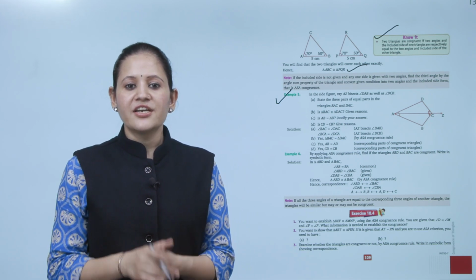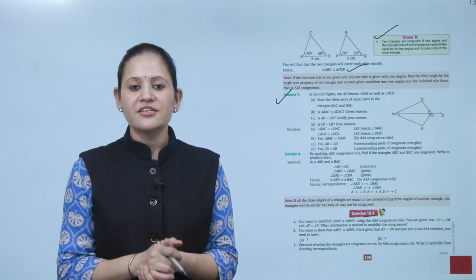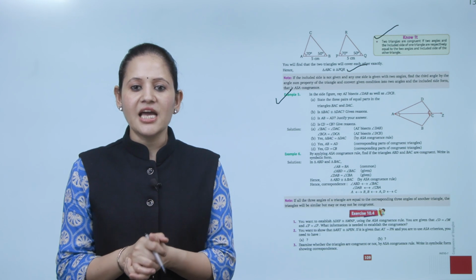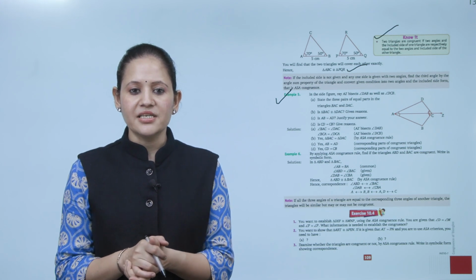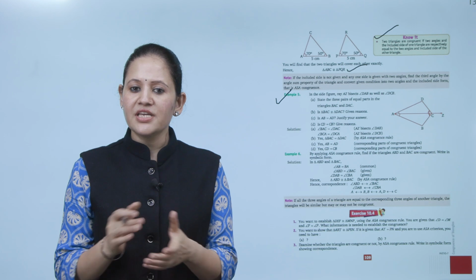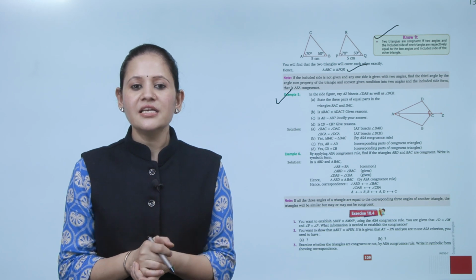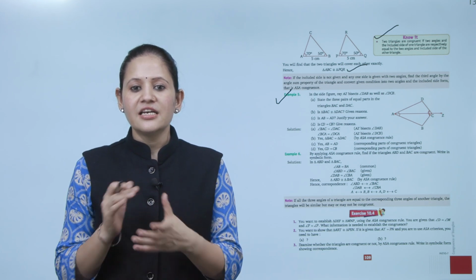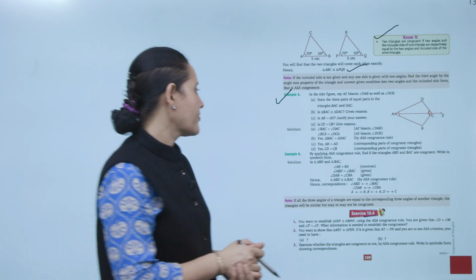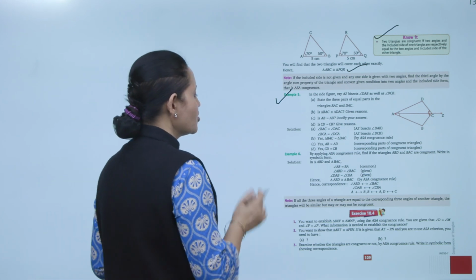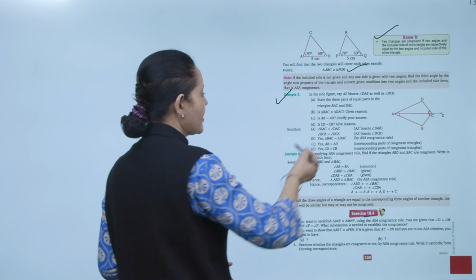In the side figure, ray AZ bisects angle DAB as well as angle DCB. State three pairs of equal parts in the triangle BAC and DAC. So what will the equal parts be?